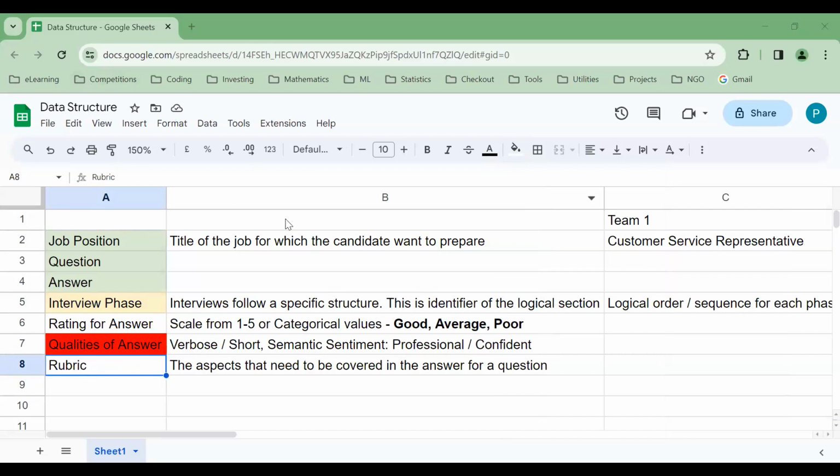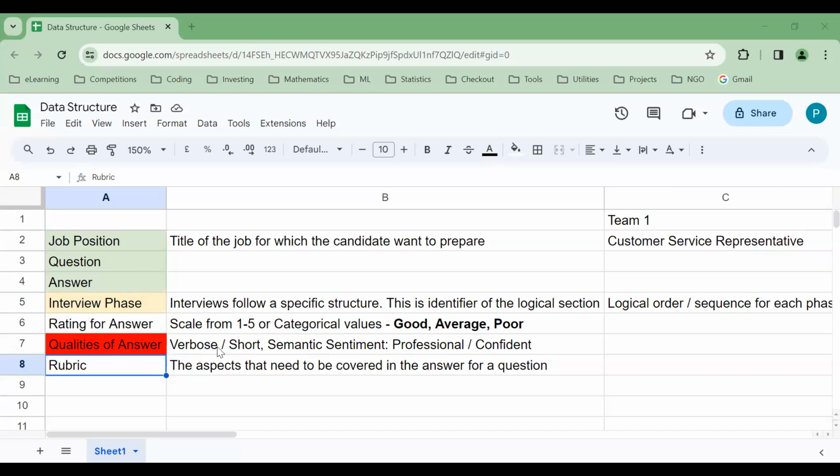No worries. So when we talk about the aspects that need to be covered in the answer to a question, don't you think row number 7 is doing that? Is it not what we are collecting? Okay, in row number 7, we talked about the qualities that we expect in the answer in terms of its length, and in terms of its sentiment, from the words alone. We want to gauge whether it is confident, professional, or any other qualities. That's one aspect of the answer.